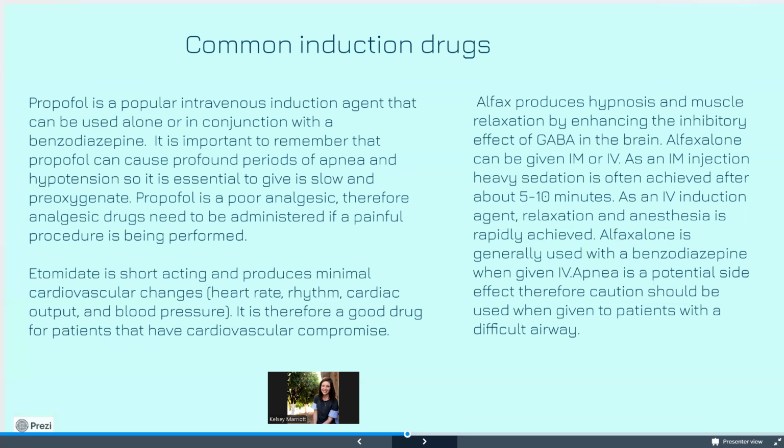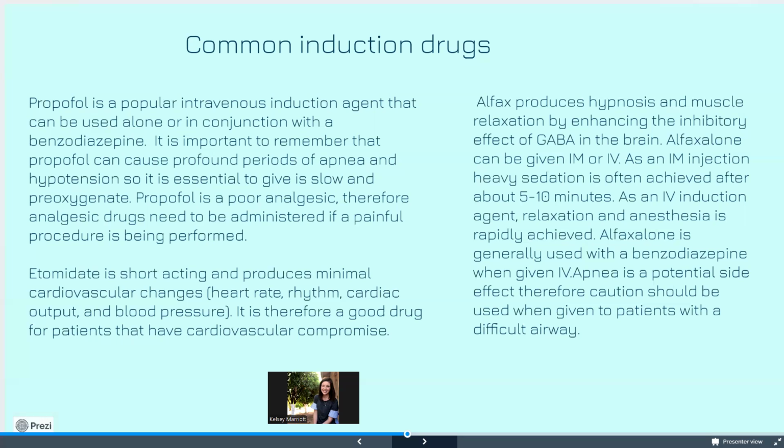So when we talk about pre-med protocol, this is where we give it IM, and we can actually see effects kick in pretty quick, within 5 to 10 minutes. And our IV induction, we can see pretty rapidly as well. We do want to be just a little careful because we can still see some apnea occur just as a potential side effect. But this drug is a bit more useful in regards to our pre-med protocol and our induction, whereas propofol isn't used as a pre-med protocol, it's strictly for induction.